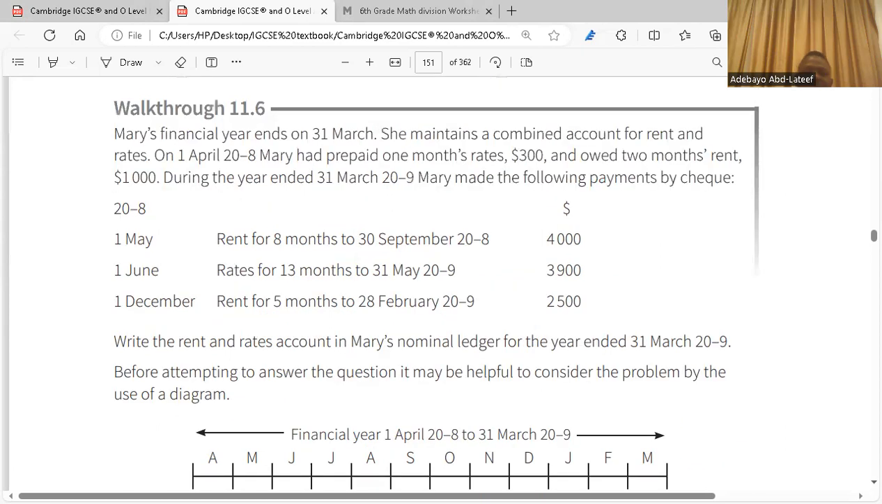Now she said, during the year ended 31st March 29, Mary made the following payments by check. On 1 May, rent for 8 months to 30 September 28. So she paid rent for 8 months, 4,000. Rates for 13 months. So she paid rates for 1 year and 1 month. That's 3,900, so each month is 300. And on 1 December, rent for 5 months to 29 was 2,500. So she paid another rent for 5 months, from December, January, February, March, April. Yes, for 5 months, 2,500.